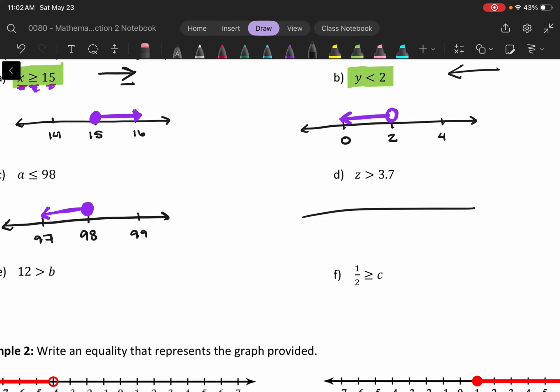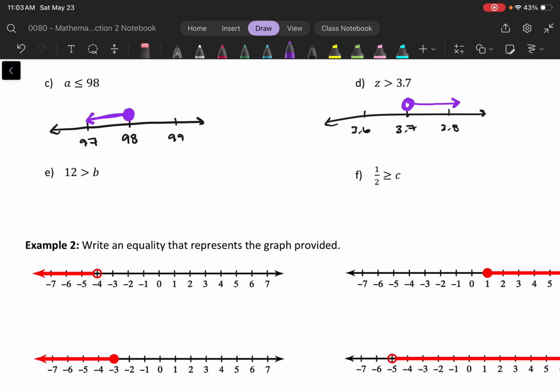The next one here, I've got 3.7 as my number, and I'm going to write 3.8 and 3.6. My circle will be open because there is no or equal to portion on my inequality. It is written in standard form, but if I'm looking for a number bigger than 3.7, I need to be traveling towards that 3.8.